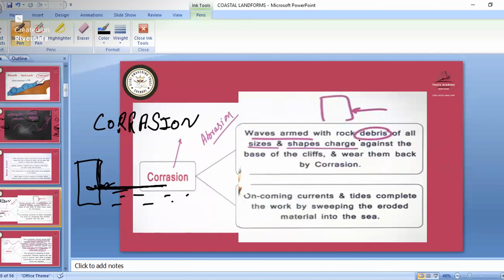So waves armed with rock debris of all sizes and shapes charge against the base of the cliffs. This is like a cliff area, and when it is coming from the ocean side, in the ocean also some materials will be there, like pebbles or small rocks. They will come and hit, with the water force and those rocks also, with their maximum force. Due to that, we have the erosional landform. So this is about corrosion, and this corrosion is also known as abrasion.